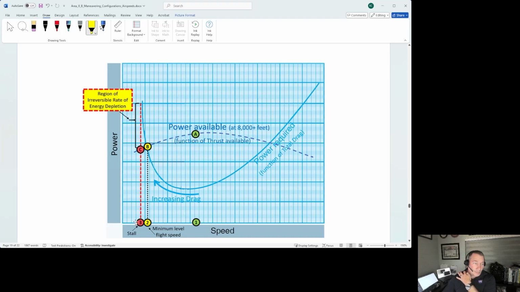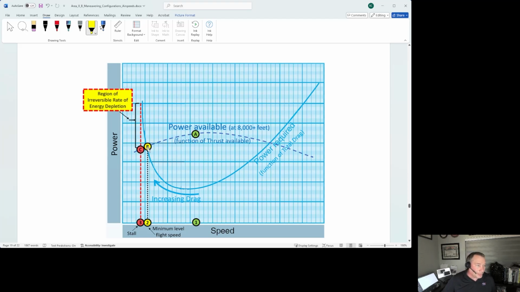At this point, this is so steep in almost all airplanes that point B is a really precarious position. Unless you intend to stall the airplane for training purposes, you want to stay at least a handful of knots above that. So the important takeaway here is this is called the region of irreversible rate of energy depletion. If you maintain flight there, the airplane will stall.